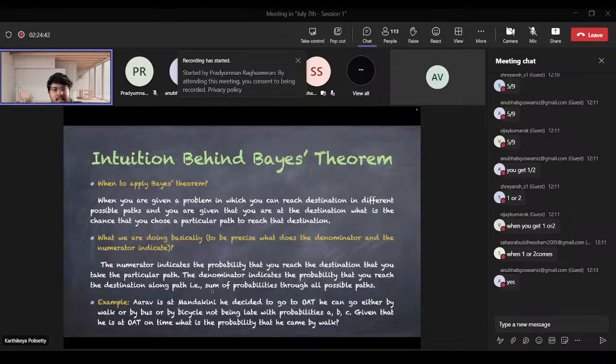Example: Arav is at Mandakini. He decided to go to OAT. He can either go by walk or by bus or bicycle, not being late, with probabilities A, B, C. Given that he is at OAT on time, what is the probability that he came by walk? So in this example, our destination is to reach OAT on time. What are our paths? He can go either by walk or by bus or by bicycle. What is the probability we are asking? Given that he reached OAT on time, what is the probability that he came by walk? When you see similar problems, remember that you have to apply Bayes theorem.